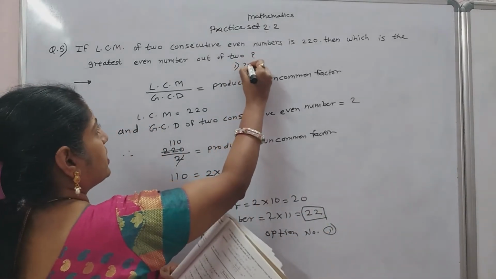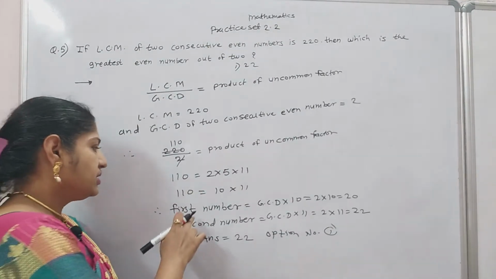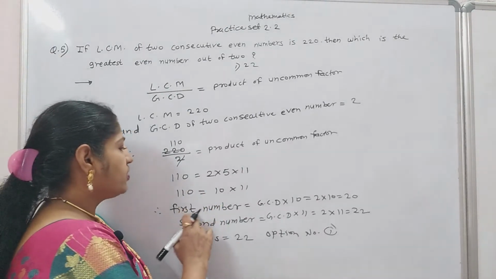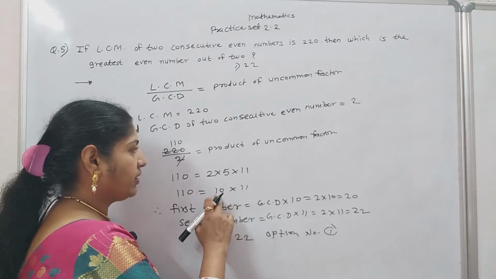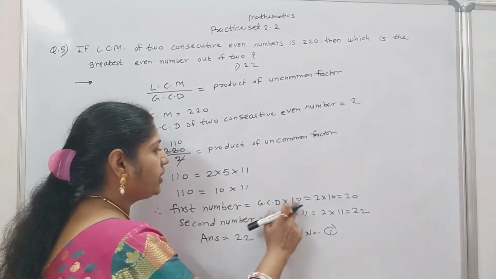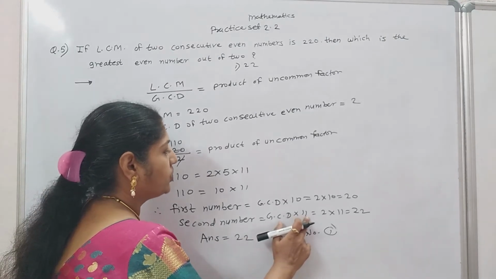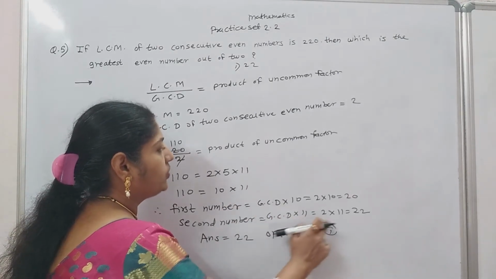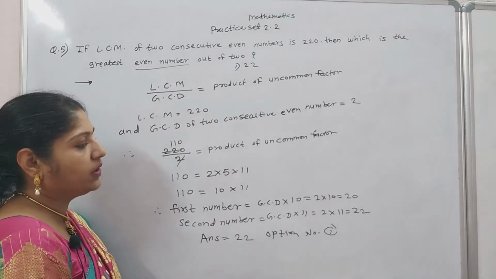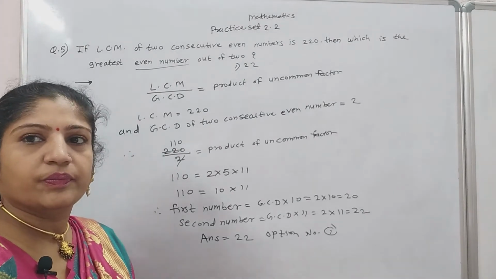Given option is 22. Number 1, 22. See the last step again. We have to find the two numbers. The first number is GCD into 10, that is 2 into 10, 20, and the second number is GCD into 11, 2 into 11, that is 22. The bigger number we have to write is the greatest even number. So the greatest even number is 22. So our answer is option number 1.